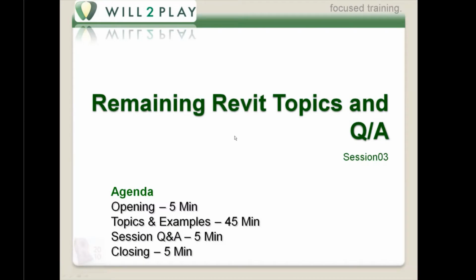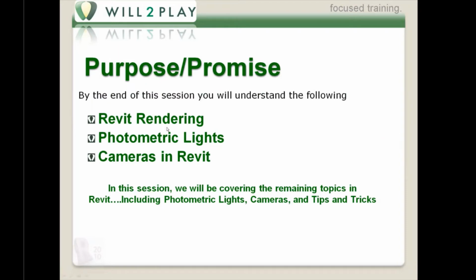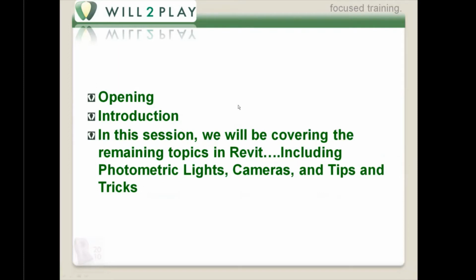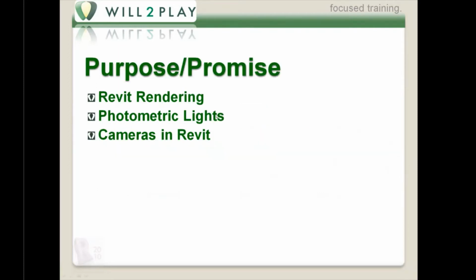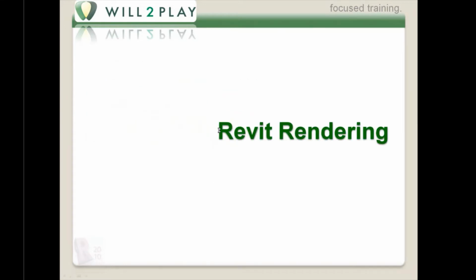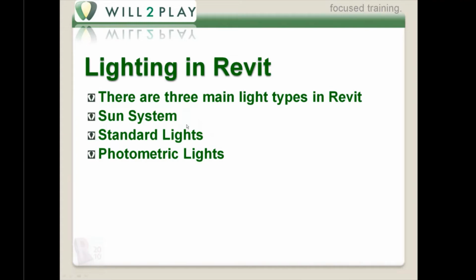Okay, so remaining Revit topics, basically we're going to be covering Revit rendering a little bit, photometric lights and cameras. So it's the creation of the lights and cameras in Revit that we're going to be focusing on here. I'm going to start off with the remaining topics. We're going to start off with the sun system. Okay, so lighting in Revit. There are 3 main types of lighting within Revit. There is the sun system, standard lights, and photometric lights. So we're going to start off in the sun system.